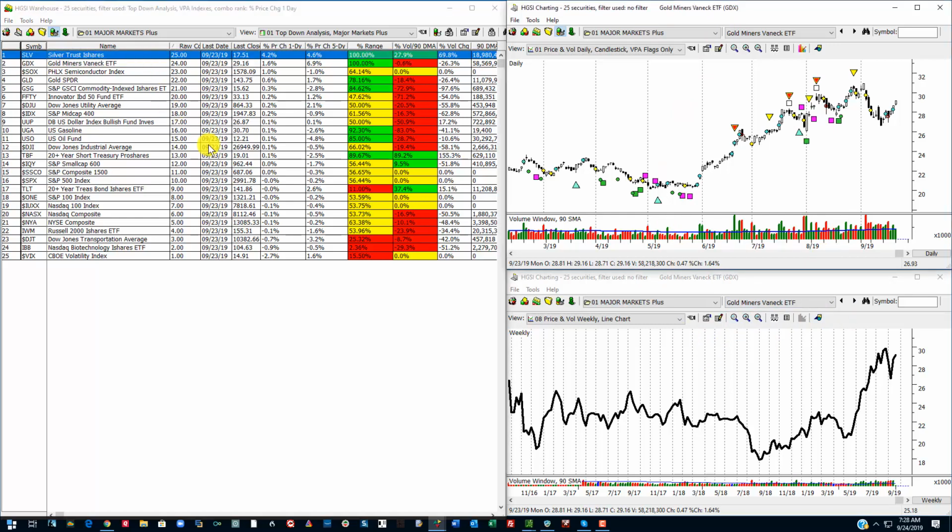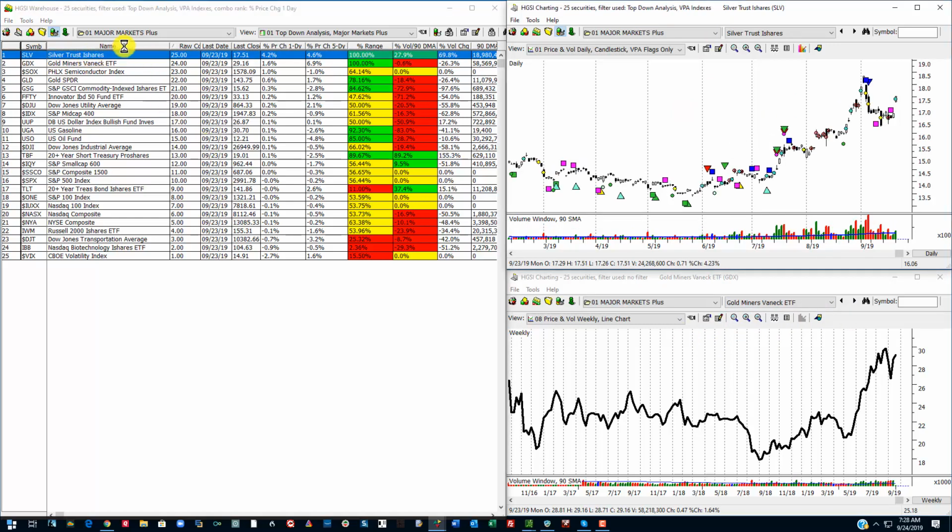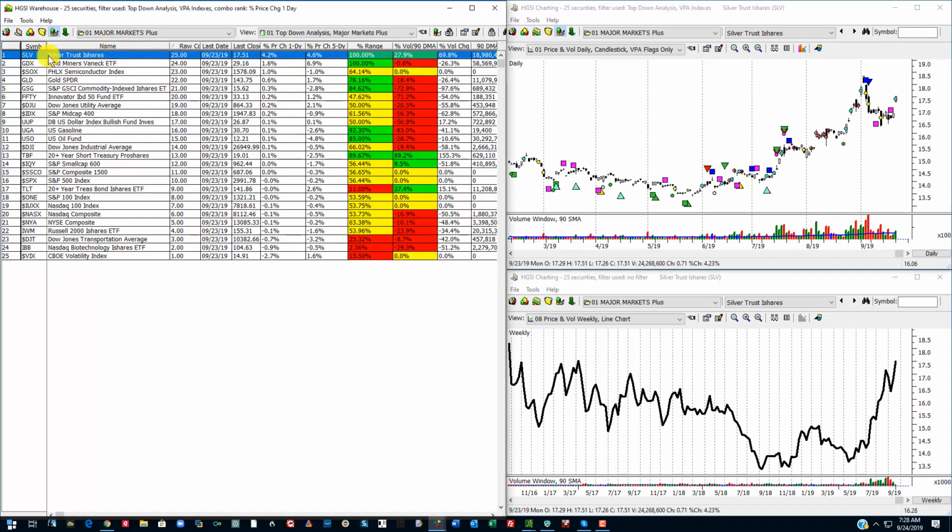Now I'm going to go back to the top. It's an ETF in this case. I call this Major Markets Plus. What I did is I put the major markets in here, and I rounded it out with some ETFs, so I can immediately see that yesterday the silver, the SLV, and the GDX are at the top of the list, and here's the percentage price change for the day. You can quickly get a read on, or I can quickly get a read, and you can too if you start using the software, on where the strength was yesterday.